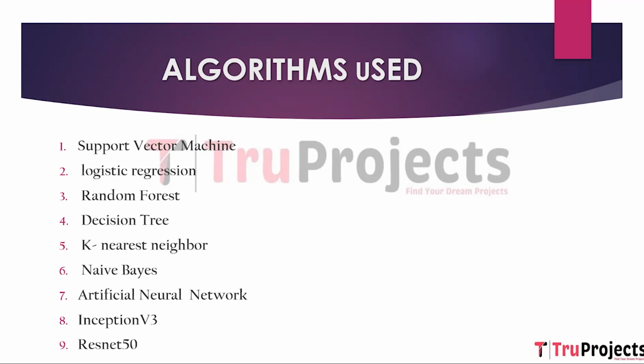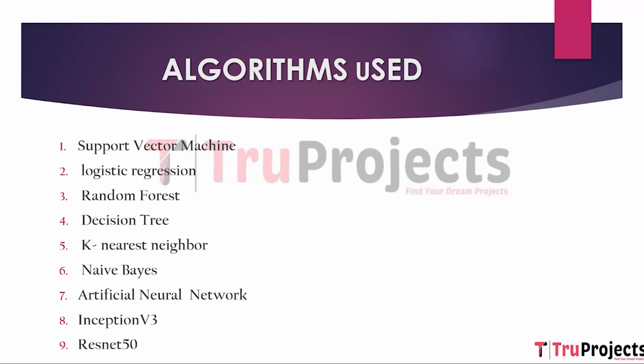Third one is random forest. Random forest combines multiple decision trees, enabling robust classification and handling complex data relationships to improve accuracy. Fourth one is decision tree. It partitions the data into hierarchical branches to classify cases based on X-ray features, providing an interpretable and easy to understand classification model.